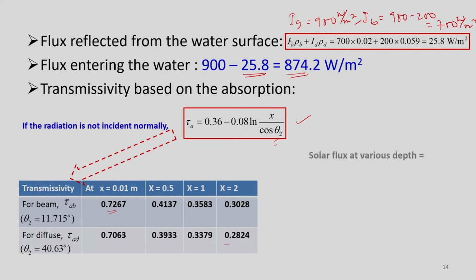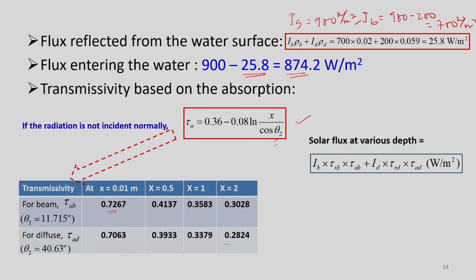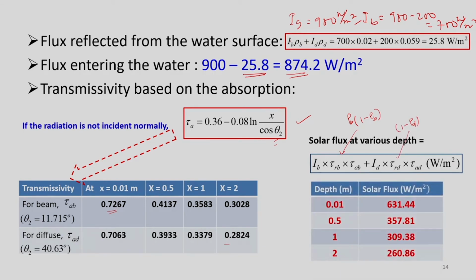What is the next step? The next step is to calculate the solar flux at various depths: at x equal to 0.01, 0.5, 1, and 2 meters. This is the expression we can use, and these values are known to us. How do we calculate tau r b? Because rho b is known, 1 minus rho b will be tau r b. Similarly, rho d is known, so 1 minus rho d will be tau r d. That way we can calculate, and it is found to be something like this.